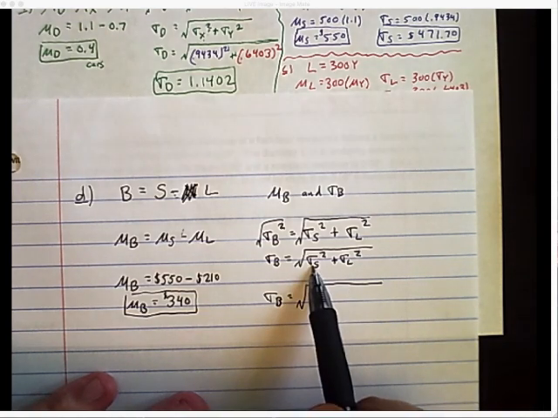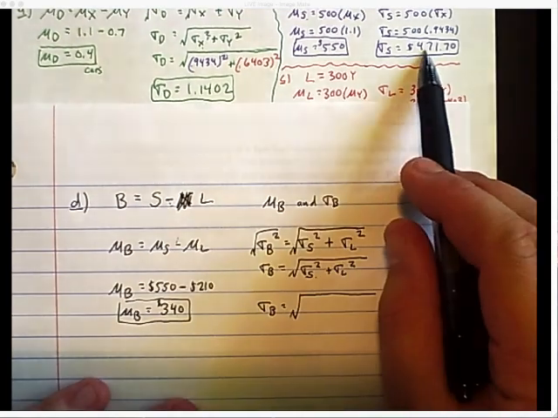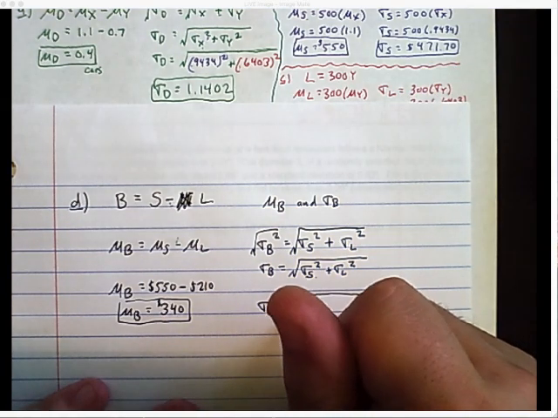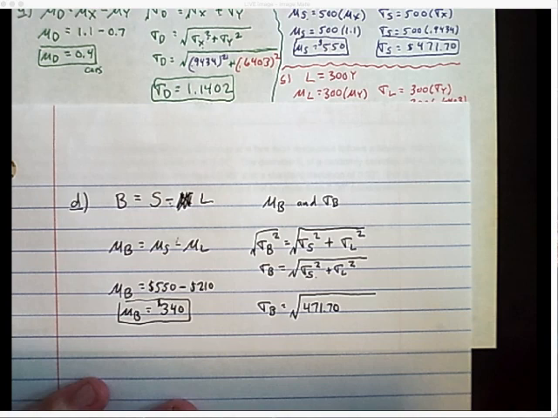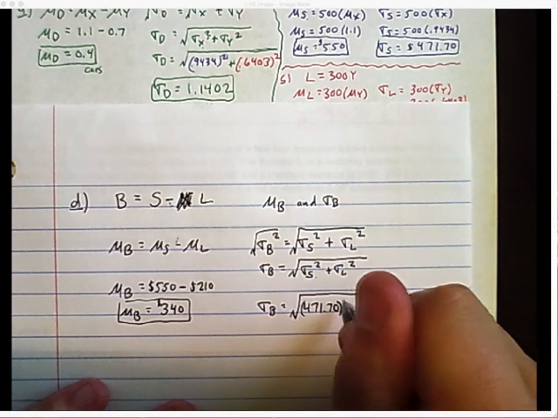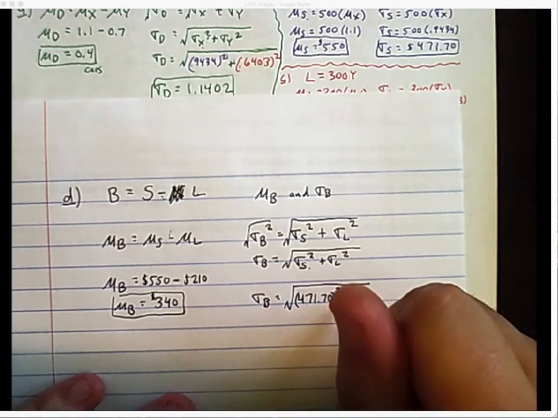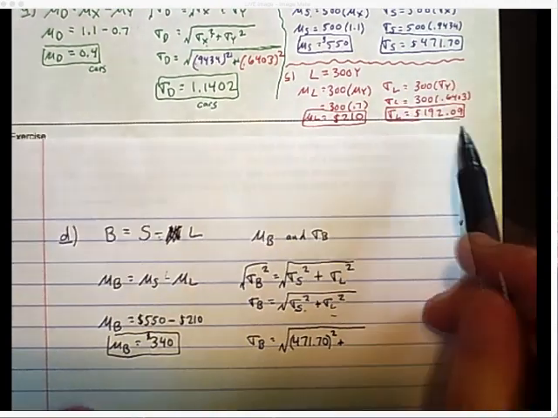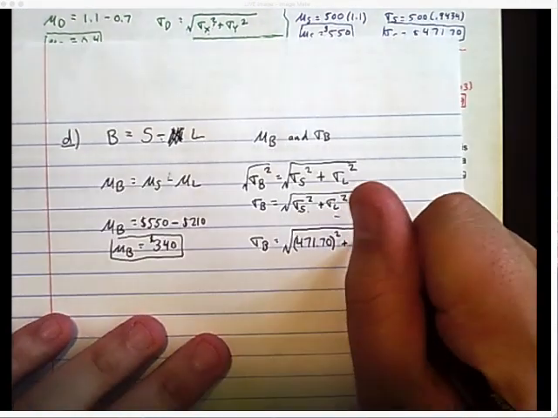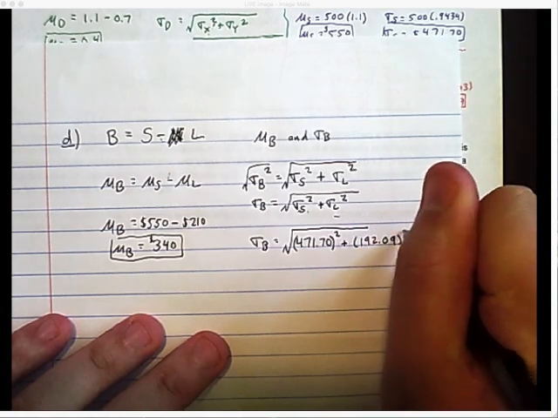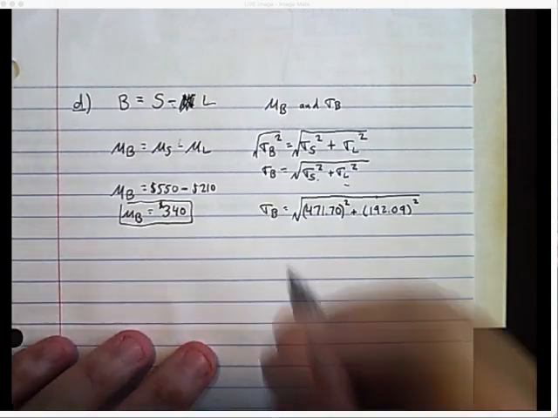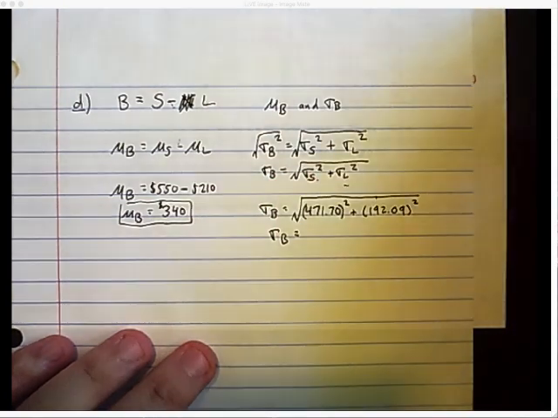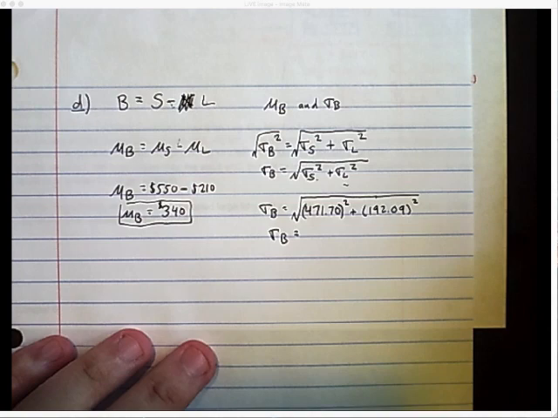What was the spread of the bonus that he gets from selling? That was $471.70. That's a standard deviation. You have to turn it into a variance, so you have to square it. Plus, what was the spread of the bonus he gets from leasing? That's 192.09. But that's a standard deviation, so you have to turn it into a variance. Again, you can do that in one step in your calculator. So big square root, 471.70 squared plus 192.09 squared.